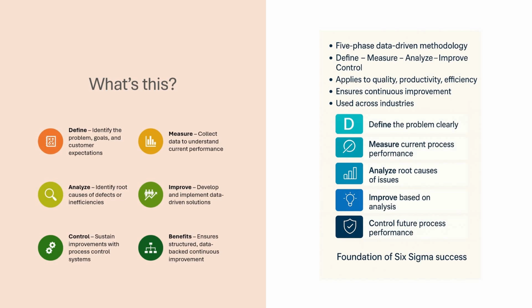Measure is about quantifying the current performance of the process. We identify the key performance indicators, that is the KPIs, and establish a data collection plan. Accuracy and validity of data are extremely essential in this phase. For example, garbage in, garbage out is what we connected here. The tools that we use here are process maps, the control charts, the data collection plans. All this comes very handy here.